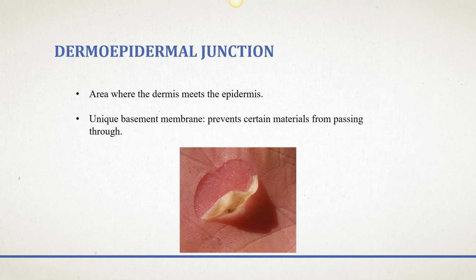The dermoepidermal junction is just the space between the dermis and the epidermis. And this is where I talked about that blister, so you can see how pink it is underneath, and how this layer of skin can be completely peeled off and it doesn't bleed. And that's because this is the epidermis, this is the dermis.